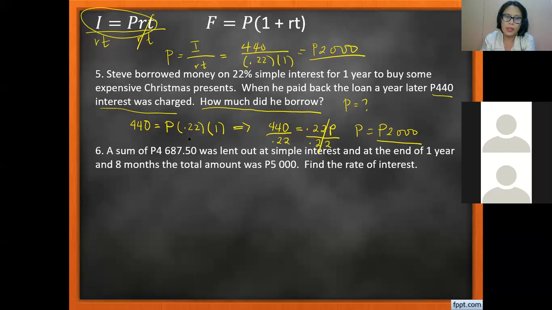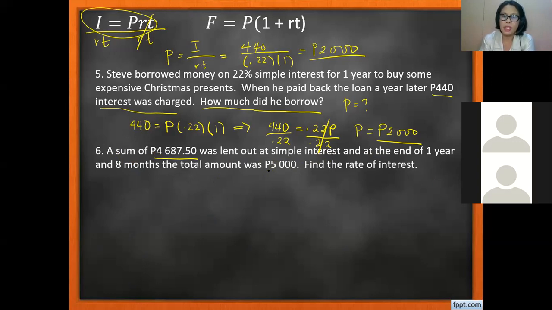Okay. A sum of 4,687.5 was lent out at simple interest. At the end of 1 year and 8 months, the total amount was 5,000. Find the rate of interest. So what do you mean by a sum of 4,687.5 was lent out at a simple interest for 1 year and 8 months? The total amount was 5,000. So find the interest rate.